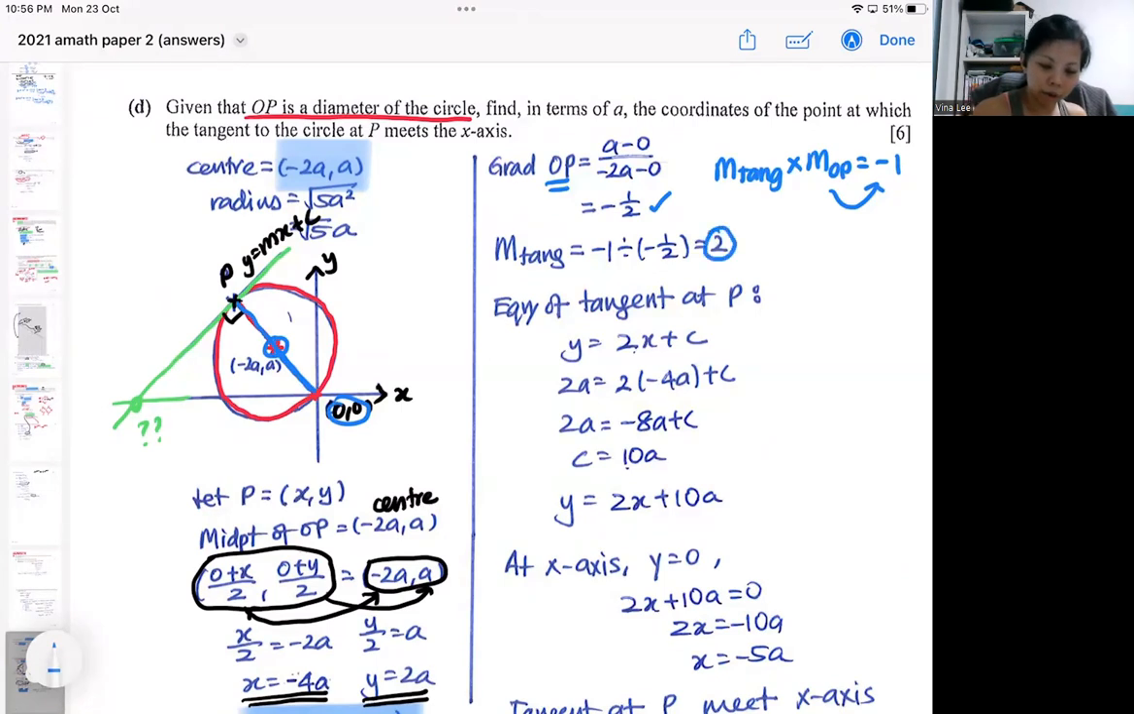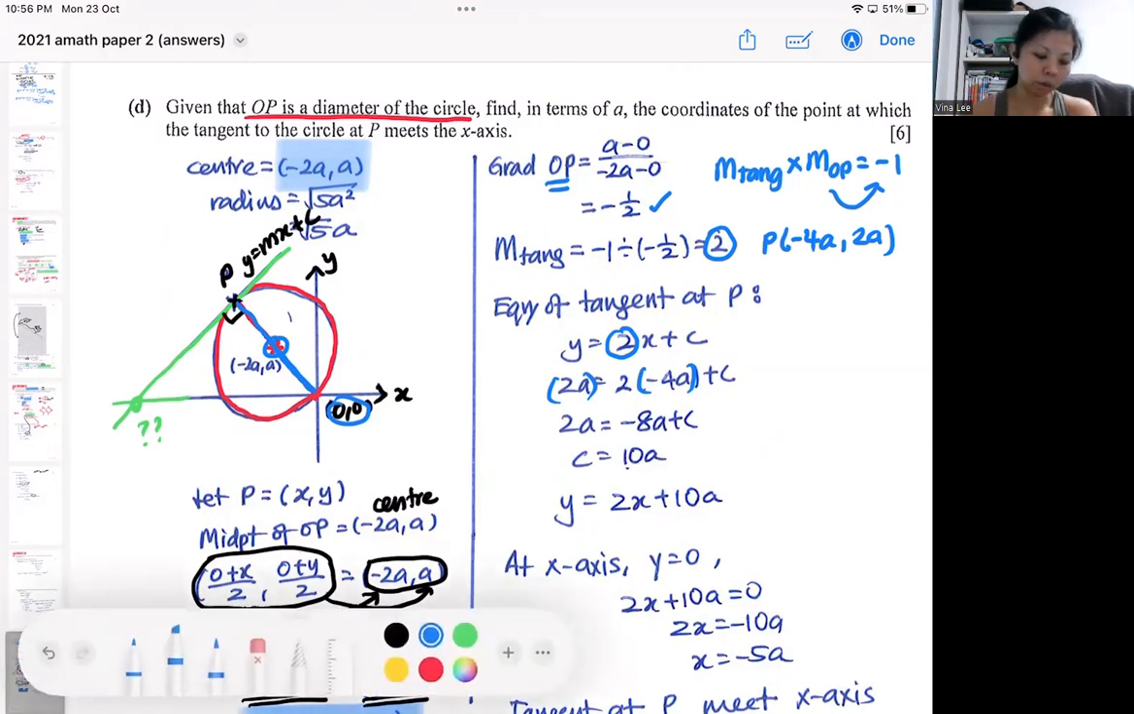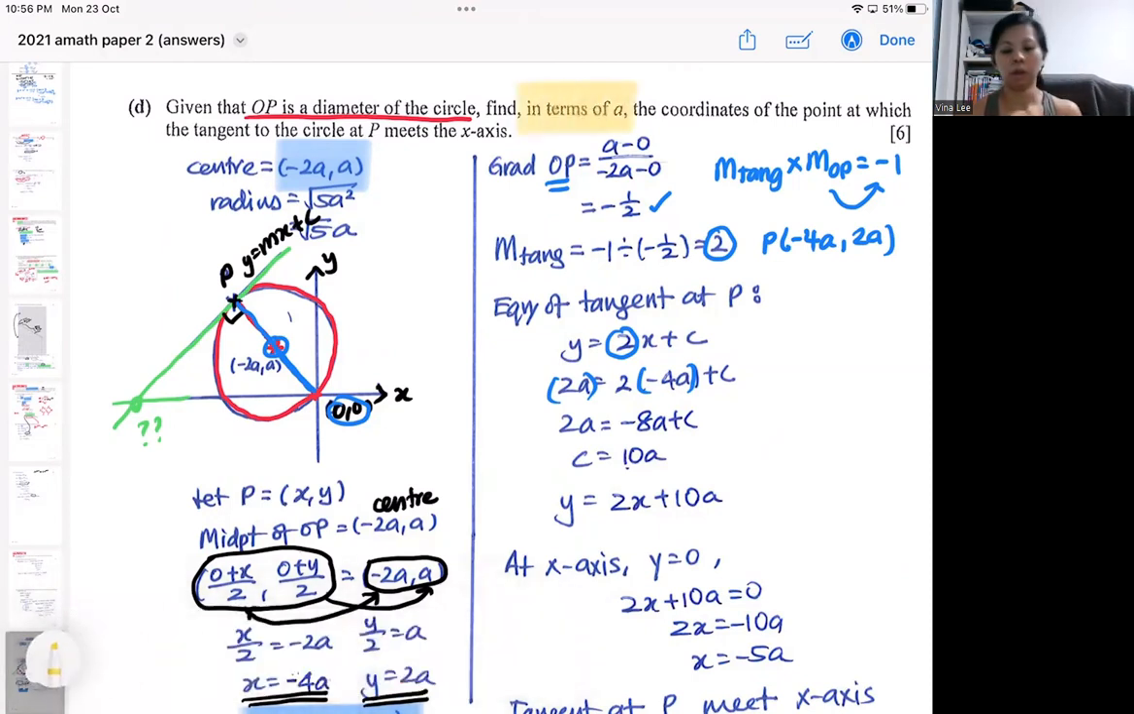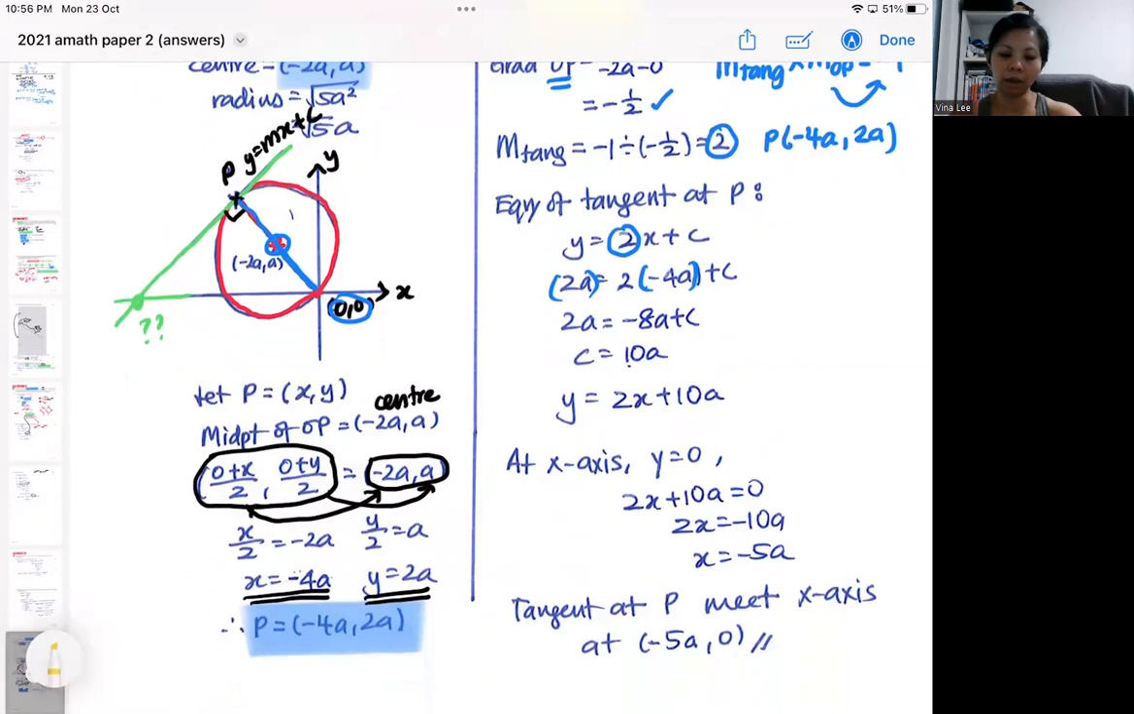Once I get the gradient of tangent, and I also have my P, I will be doing my mx plus c in terms of these two pieces of information. So my gradient is 2, I put in my x, I put in my y. So your C will also be in terms of A. It's not possible to solve for A. They already tell you, you're supposed to do everything in terms of A. So do not let the A confuse you. You execute your steps as per normal. My steps don't change, except that everything is in terms of A. So eventually you find your C, which is 10A.